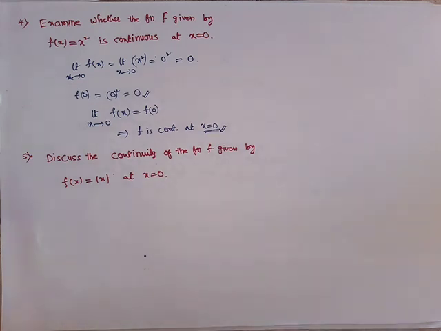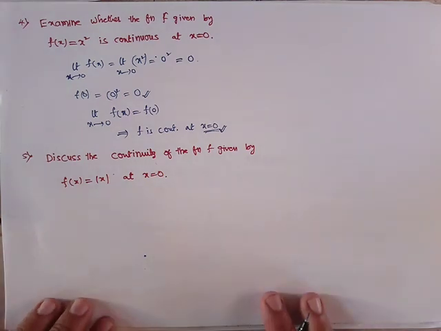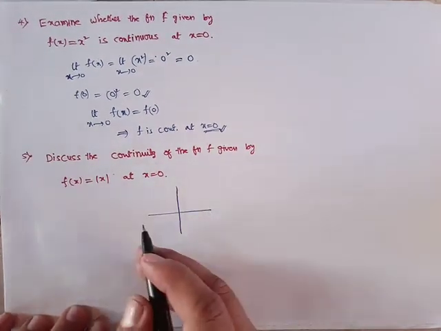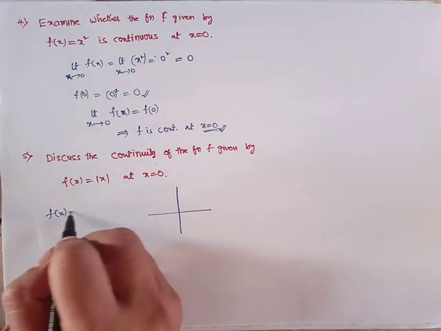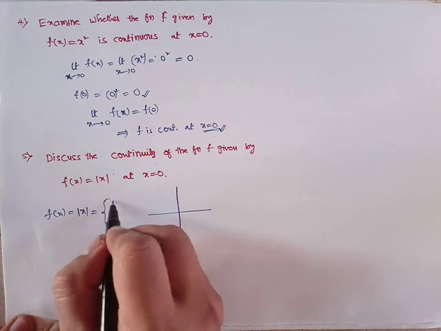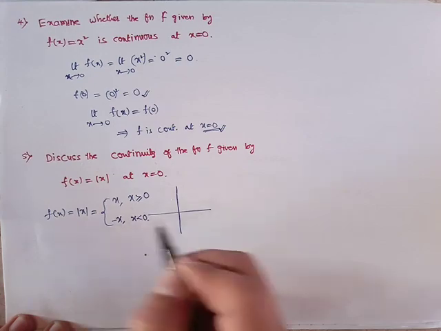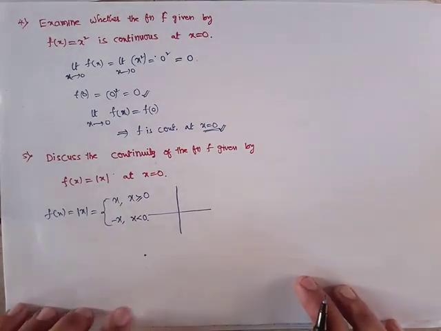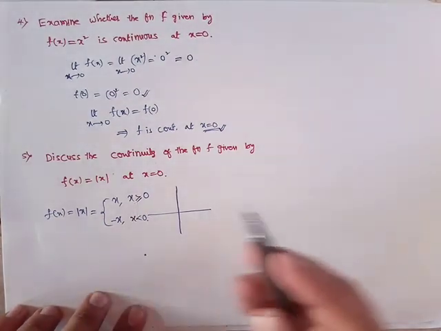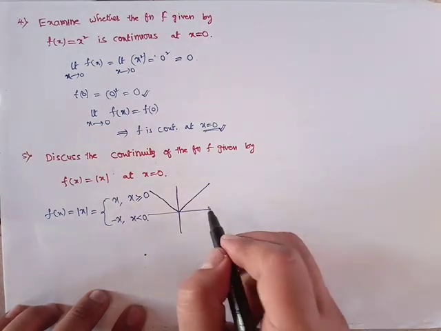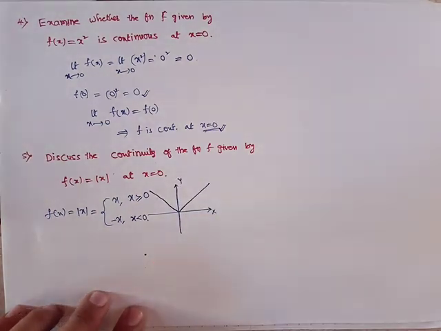Coming to the next question: discuss the continuity of the function f given by f of x equals mod x at x equals 0. First of all, we'll see how the graph should be drawn. We write f of x equals mod x, which is x when x is greater than or equal to 0, and minus x when x is less than 0. When x is greater than 0 it is positive x, and when x is less than 0 it is minus x. So these are the two things, and this is your graph.